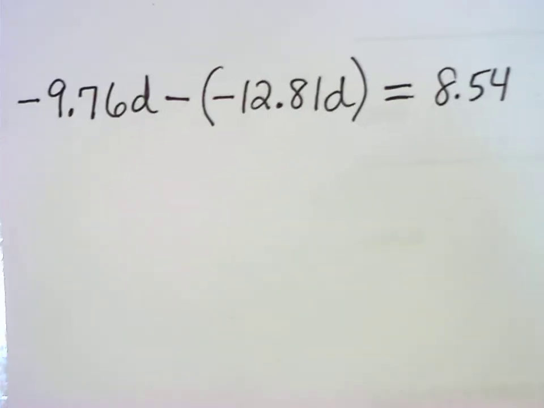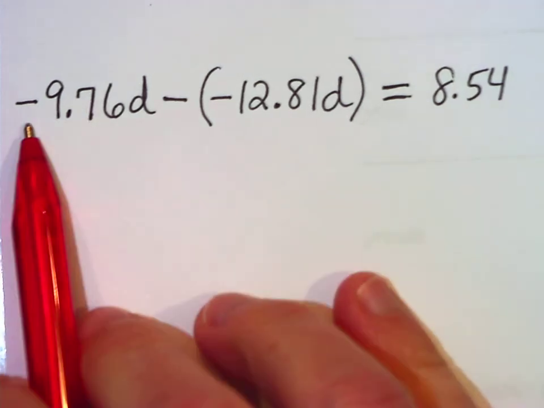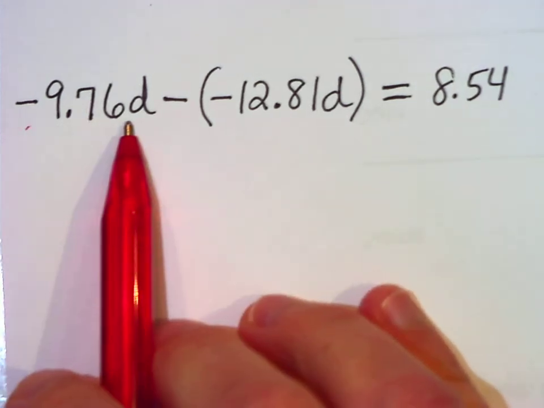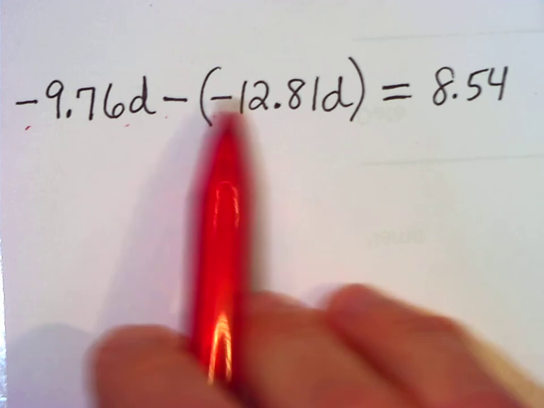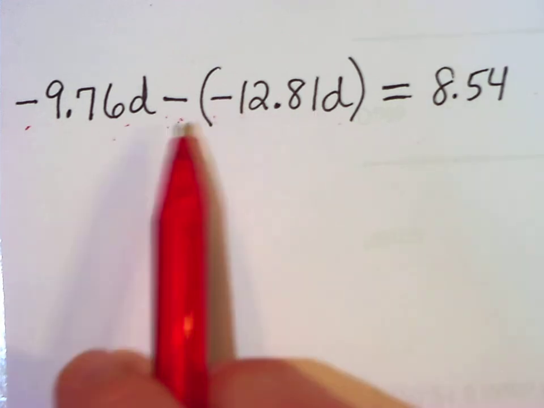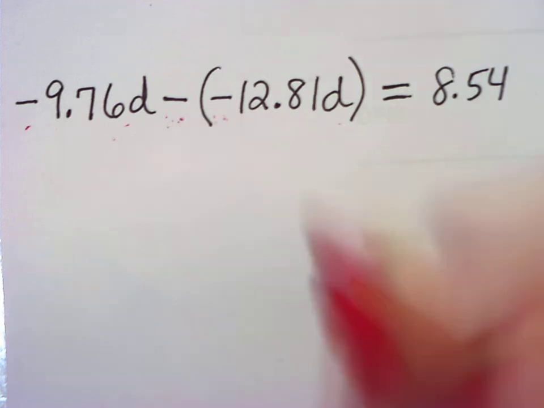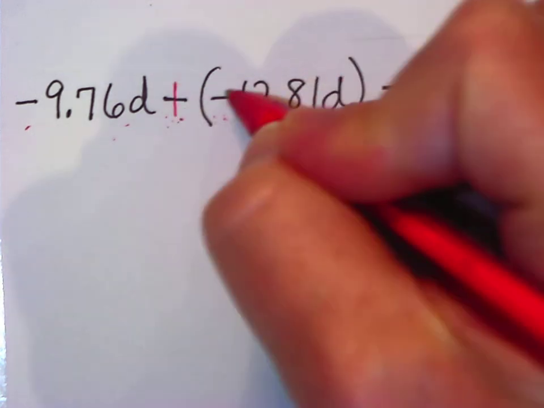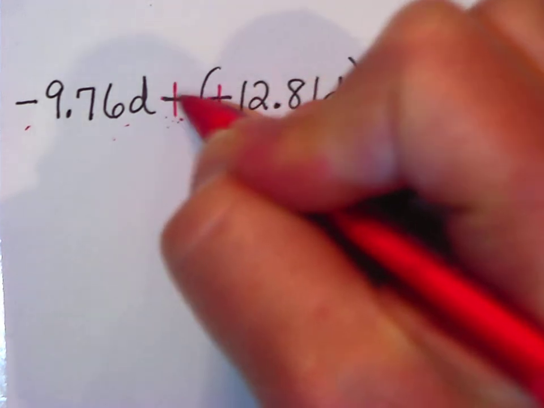Another one with decimals. Okay, so let's take a look at this one. We have a negative 9.76d subtract a negative 12.81d. These are like terms, except see this part right here, this subtracting a negative, this double negative. A double negative is actually a positive. So I'm going to change that right now.